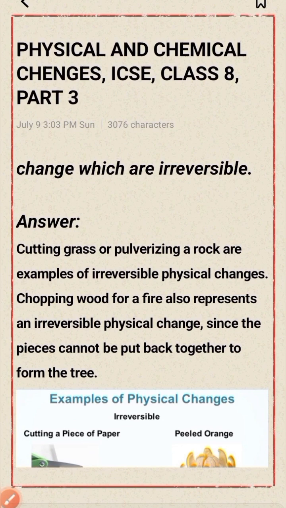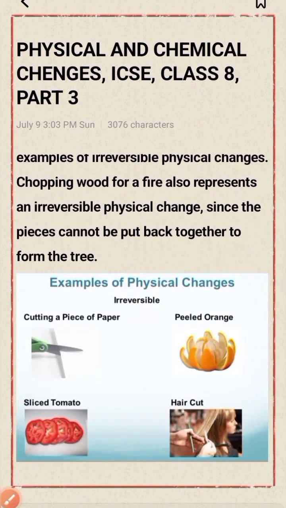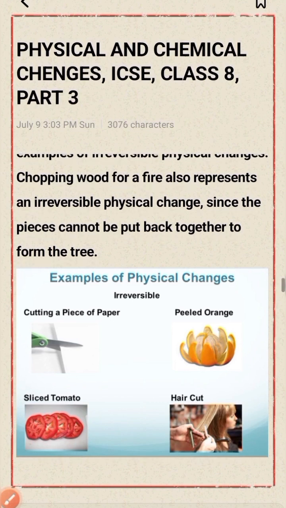Chopping wood for a fire also represents an irreversible physical change, since the pieces cannot be put together to form the tree. Examples of physical change are cutting of orange, slices of tomato, hair cutting. It is an irreversible physical change. Okay. Any query, please comment in the box.